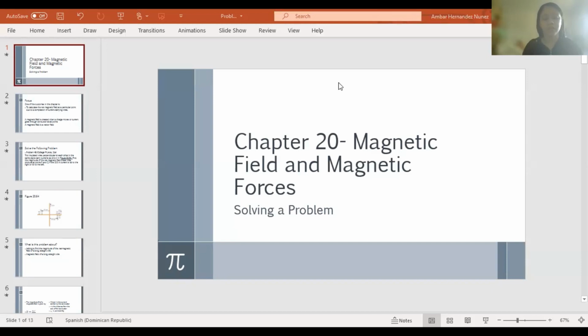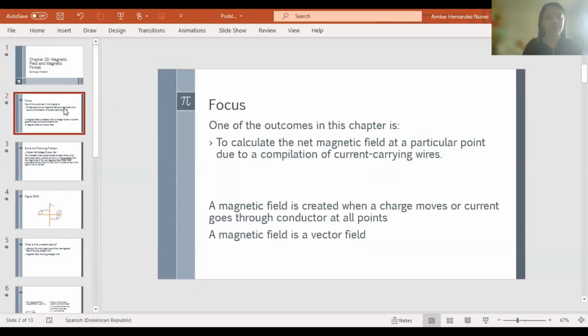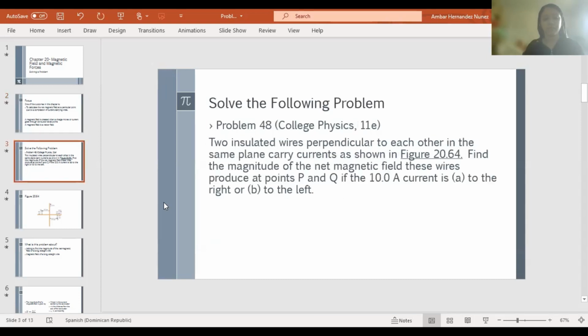Hello, in this video, I'm going to be solving a problem related to magnetic field and magnetic forces from chapter 20. One of the outcomes of this chapter was to calculate the net magnetic field at a particular point due to a combination of current carrying wires. What is a magnetic field? A magnetic field is created when a charge is moving or a current goes through a conductor. And a magnetic field is also a vector field.